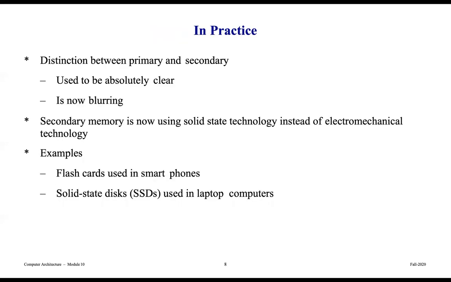So how does this work in practice? The distinction between primary and secondary used to be absolute and clear. Now it is blurring with solid state hard drives that can operate fairly quickly. There is not as much of a distinction. So it's definitely moving in the direction of a von Neumann architecture, even at a much more fundamental level. The secondary memory is now using solid state technology instead of electromechanical technology, as I just explained.